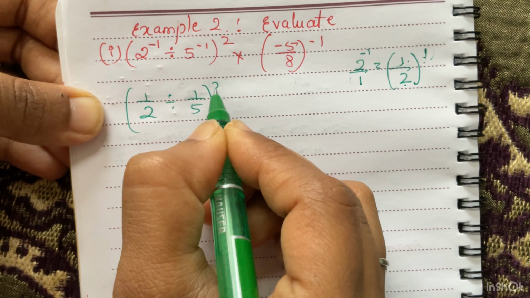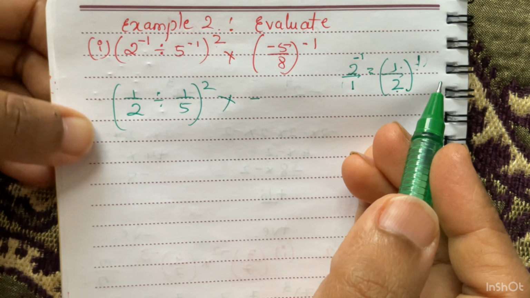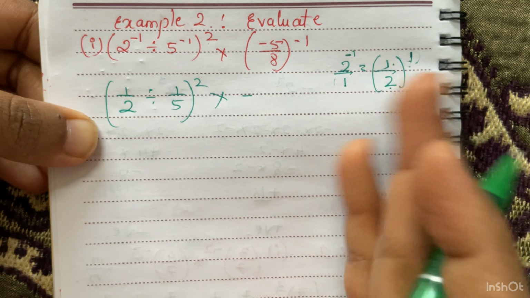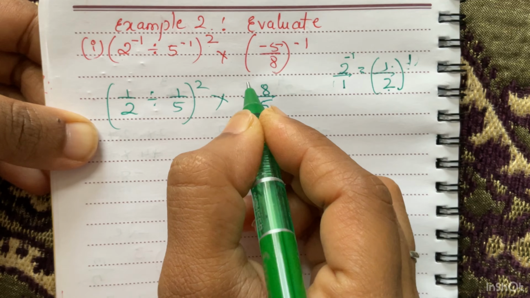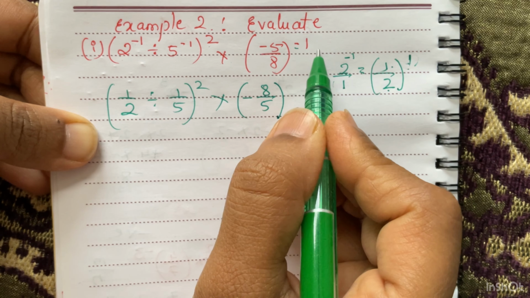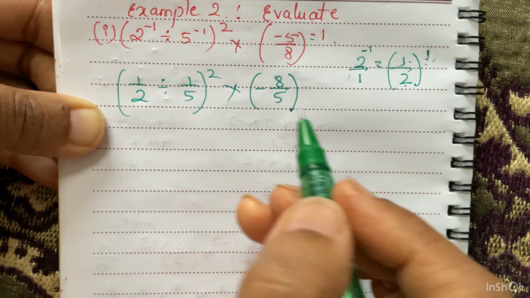Now bracket power 2 into, now let me write minus, as it is not going to affect when we do the reciprocal. We know that already, and I'm changing the places. Here I'll get 8 by 5, bracket complete. Now minus 1 becomes plus 1. Again, it is not necessary to write.